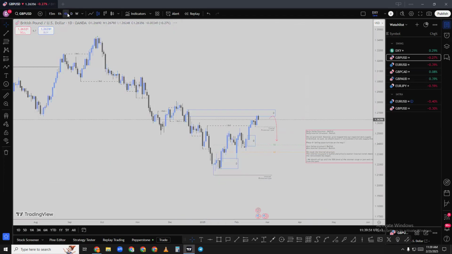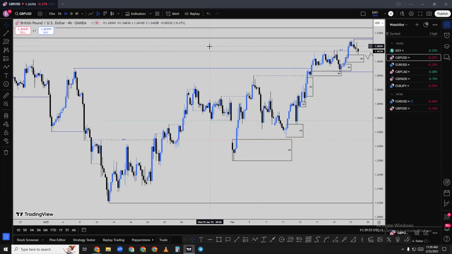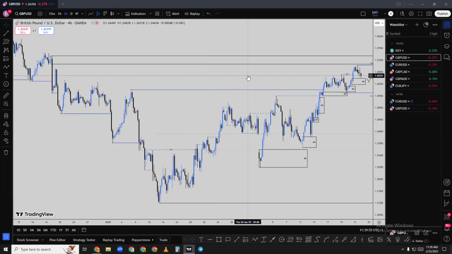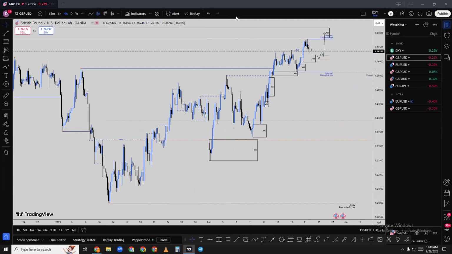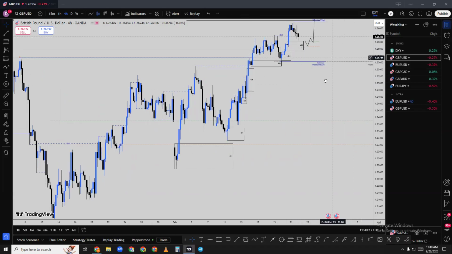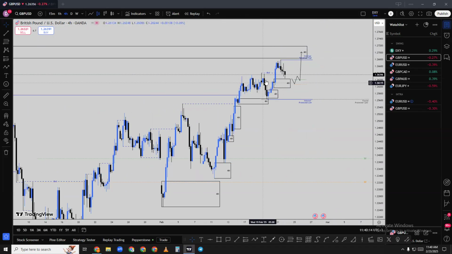Okay, so now moving on to the daily. This is what we are having. Moving on to the 4 hours. Now the 4 hours swing structure is bullish. The 4 hours internal structure is also bullish. All the structures are in alignment. So this is the last piece of internal structure, and as you can see, it is quite bullish.